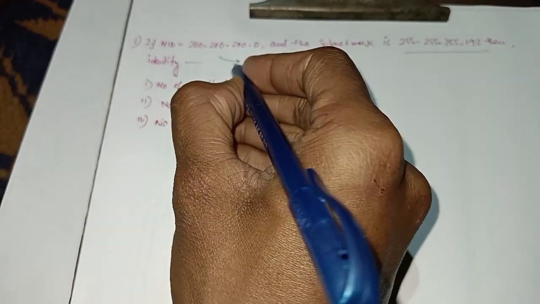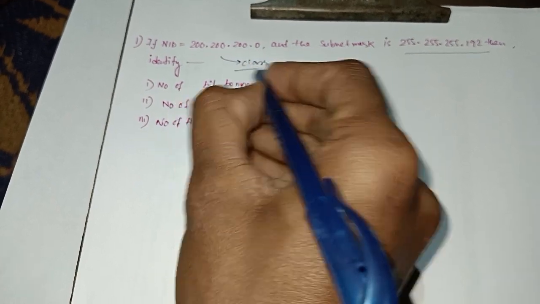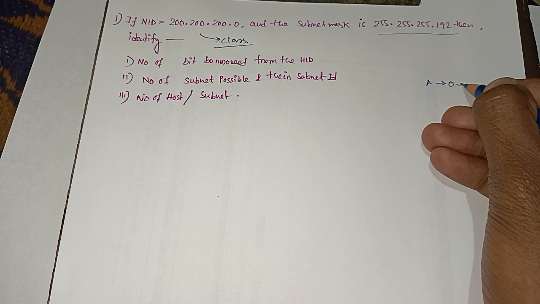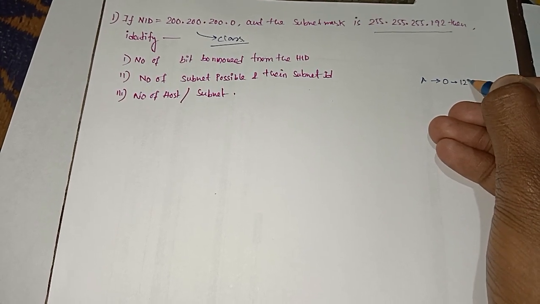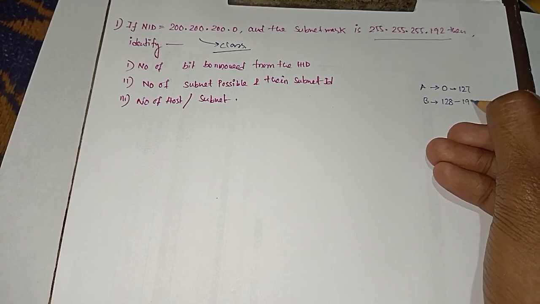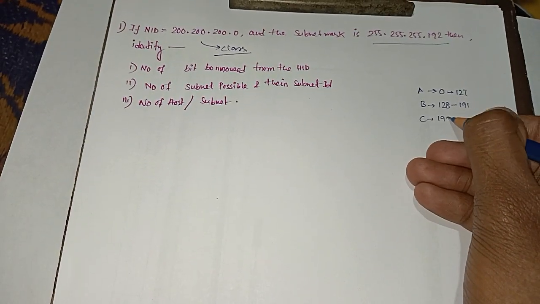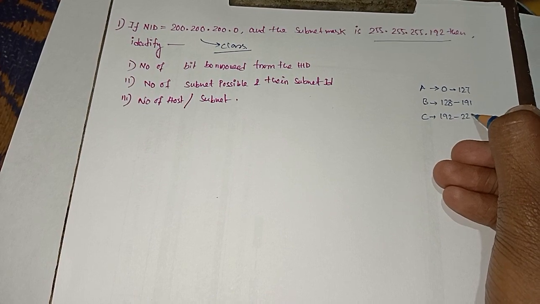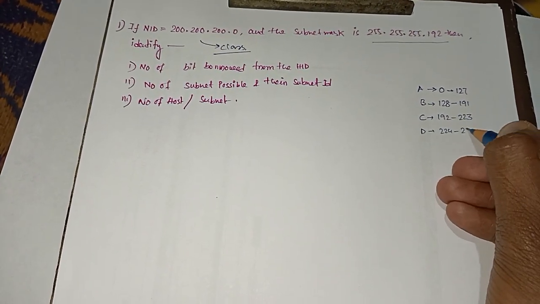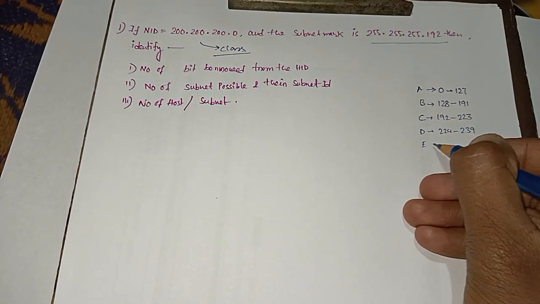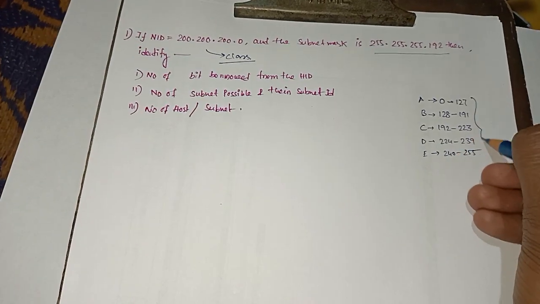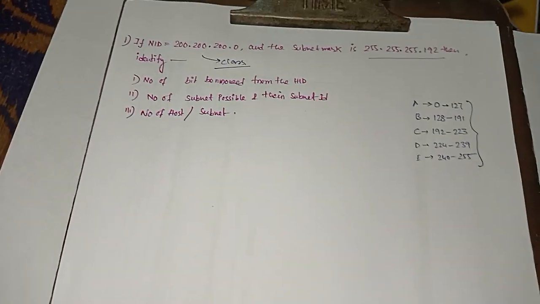So this is a class C network. We have to know the class ranges. Class A is 0 to 127, Class B is 128 to 191, Class C is 192 to 223, Class D is 224 to 239, and Class E is 240 to 255. So this is the range of classful addressing.